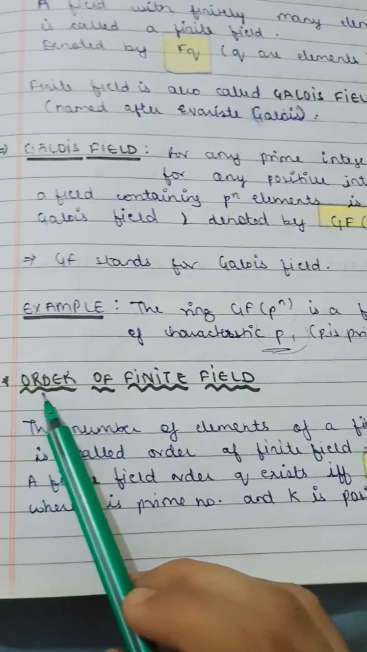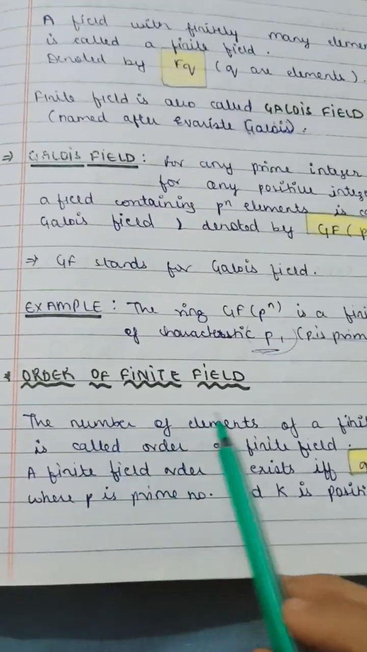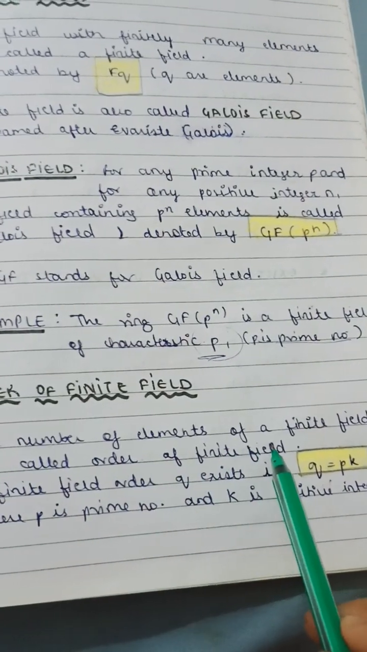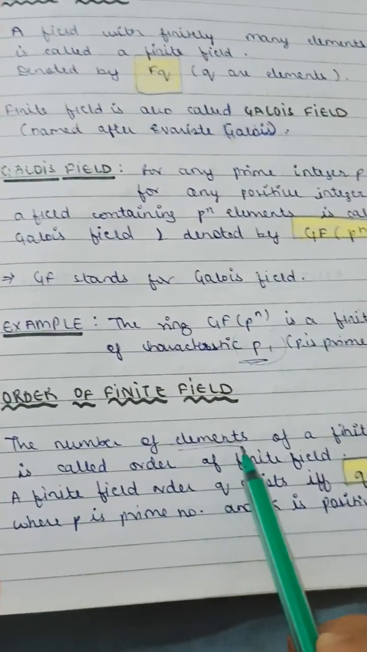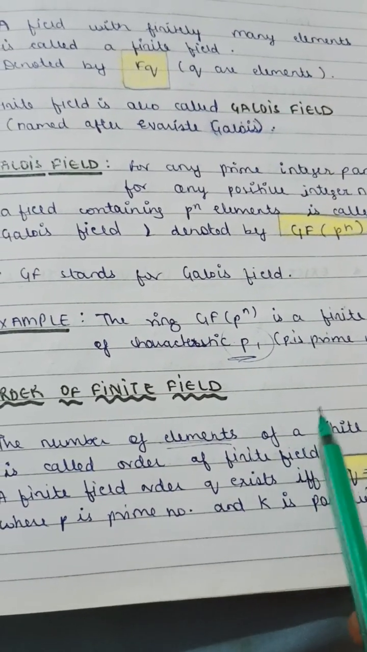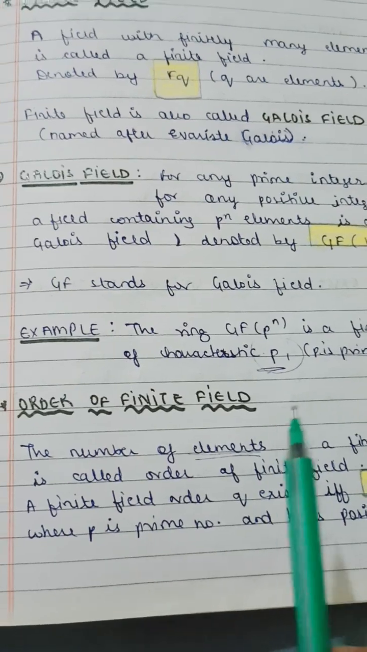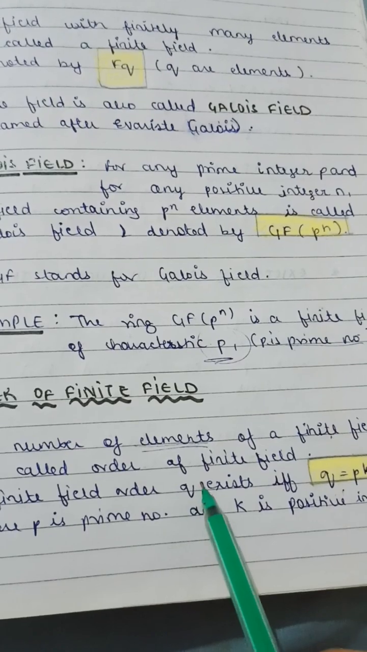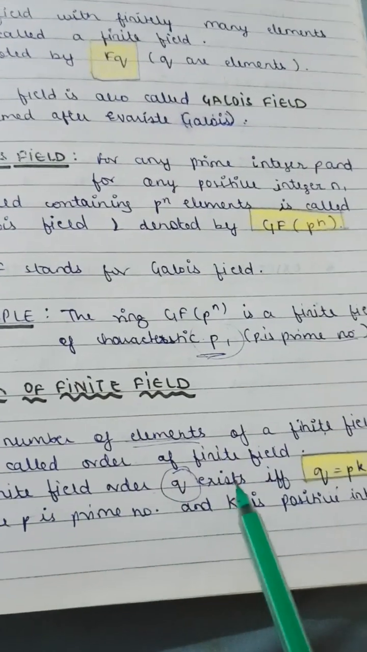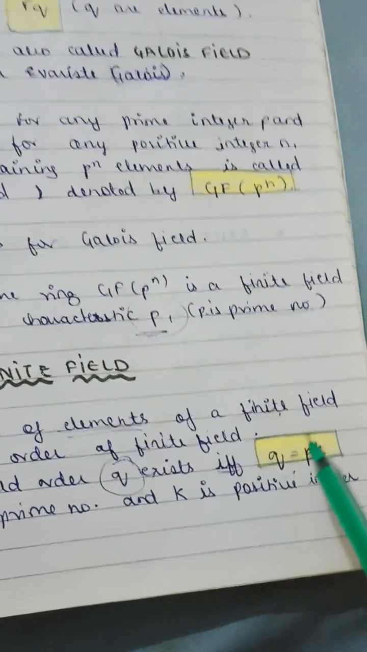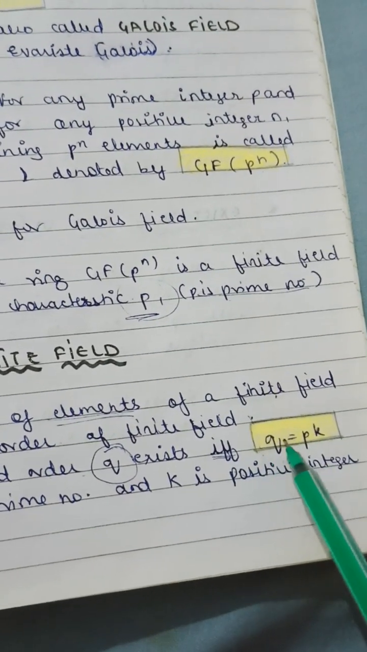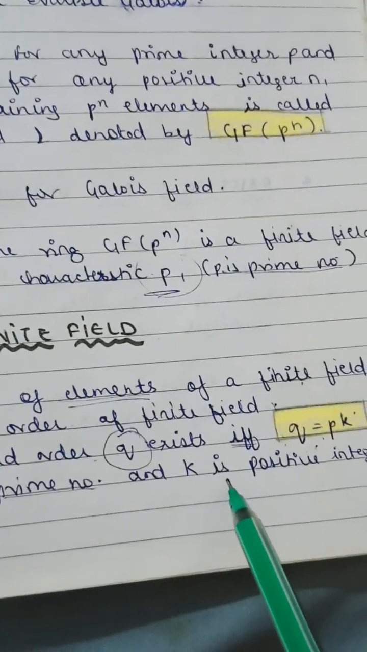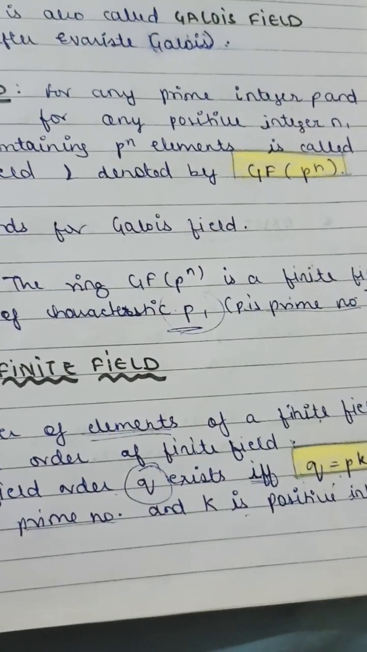Next is the order of a finite field. The number of elements of a finite field is called the order of the finite field. So the number of elements in a finite field F subscript Q is called the order of the finite field. A finite field of order Q exists if and only if Q equals p to the power k, where p is a prime number and k is a positive integer.